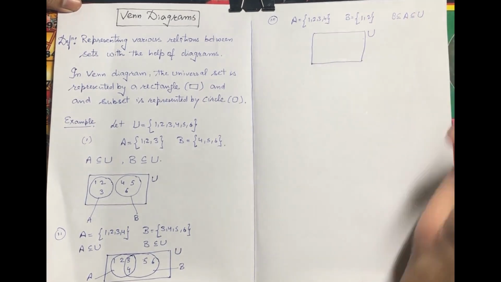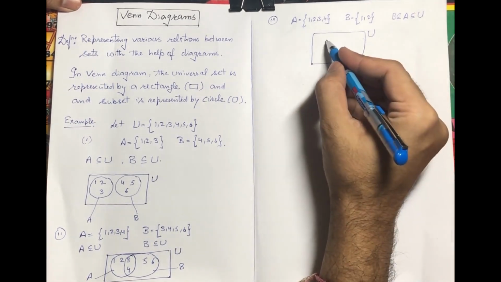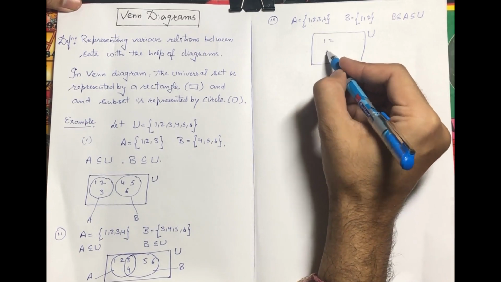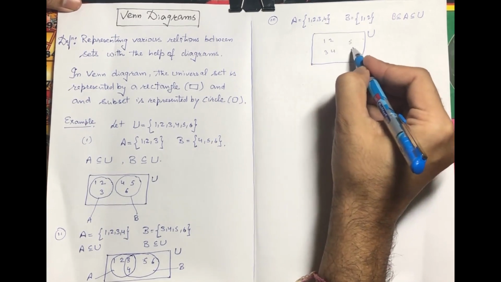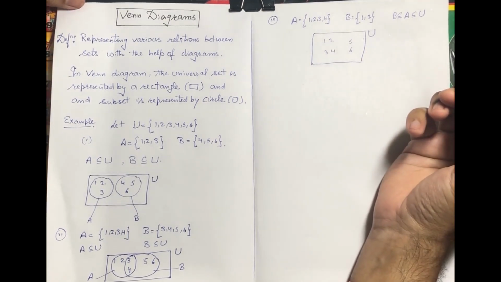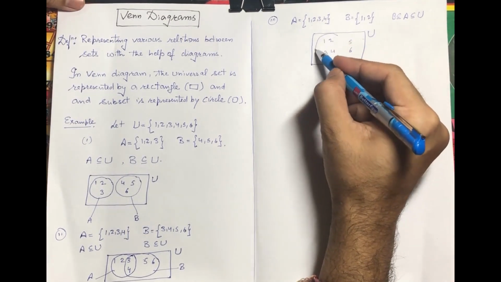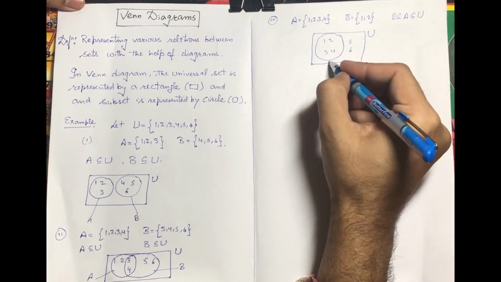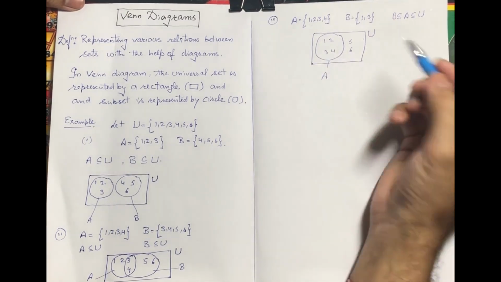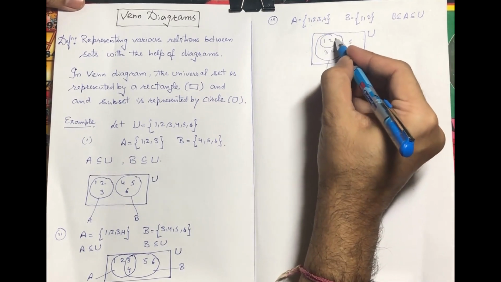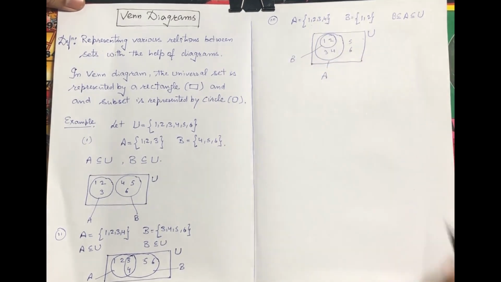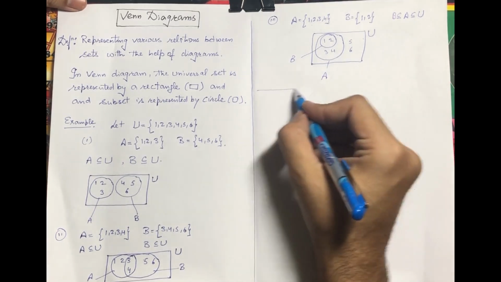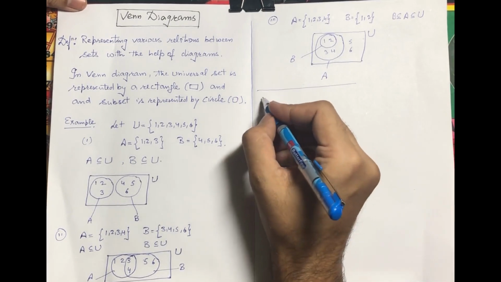Further, that means the elements are 1, 2, 3, 4, 5, 6. So they are scattered like this. This is A. Where is B? This is B, inside A, because B is contained in A. So these are some forms of Venn diagram. Now let us discuss various operations on sets.